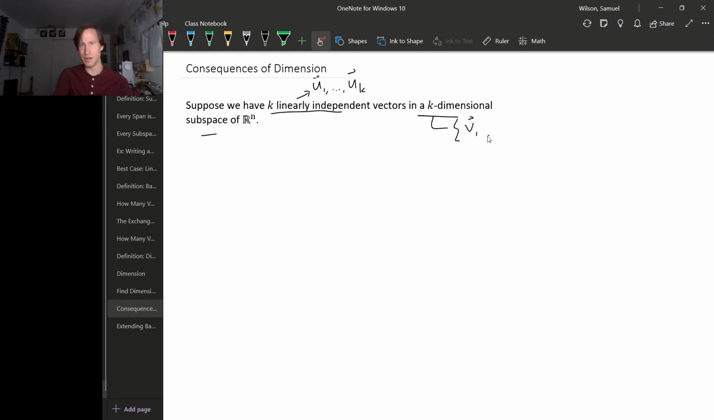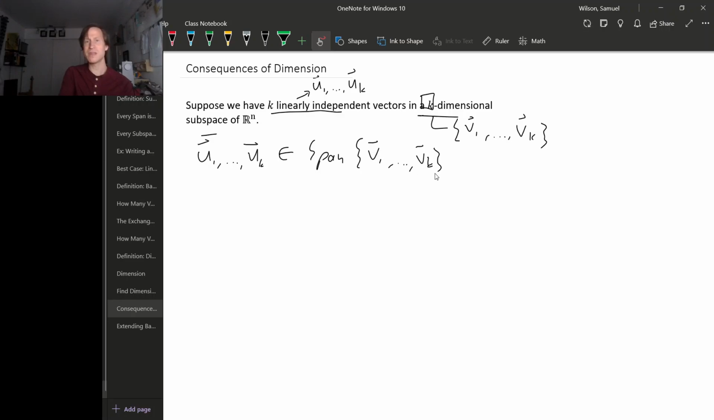So say v1 up through, well, how many vectors will there be in this basis? Well, it's a k-dimensional subspace, and that means that there has to be k vectors in this basis. Okay, so all of the u's are in this subspace for which we have a basis. That means that all of these u vectors, they're each in the span of the v's, like this.